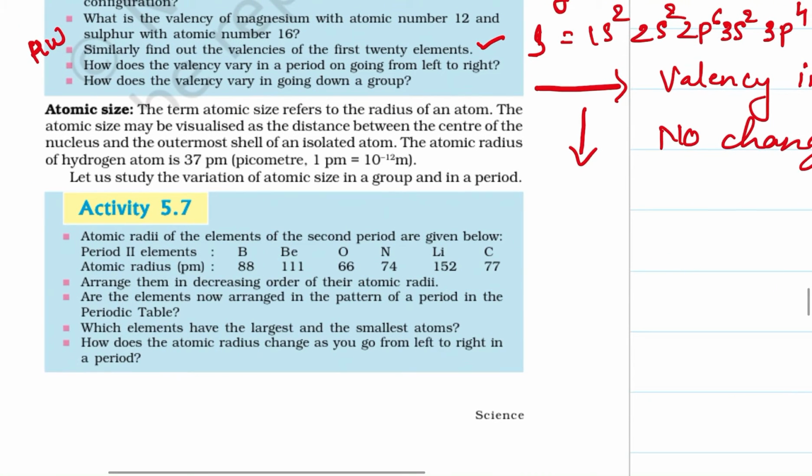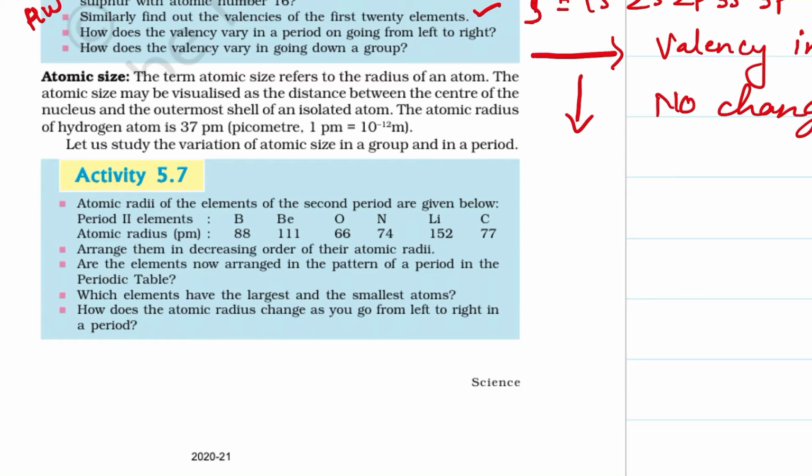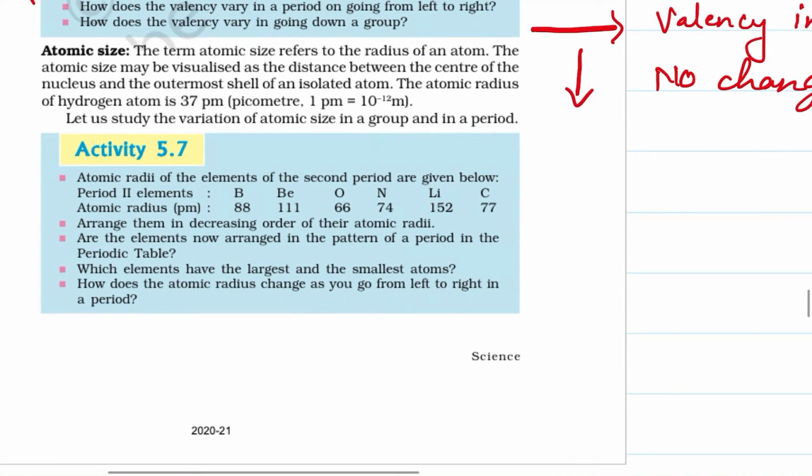Now the radii of the elements of the second period are given below. Arrange them in the decreasing order of their atomic radii. Are the elements now arranged in the pattern as in the periodic table? Yes.